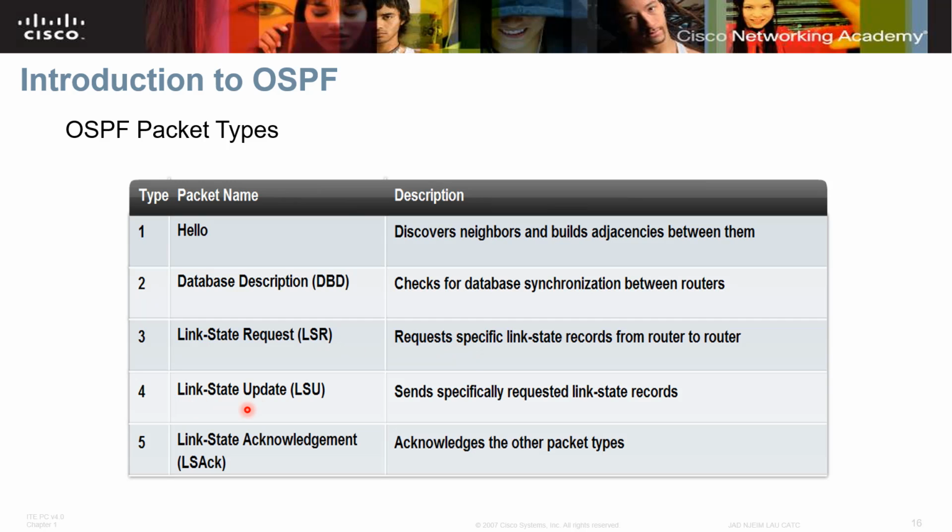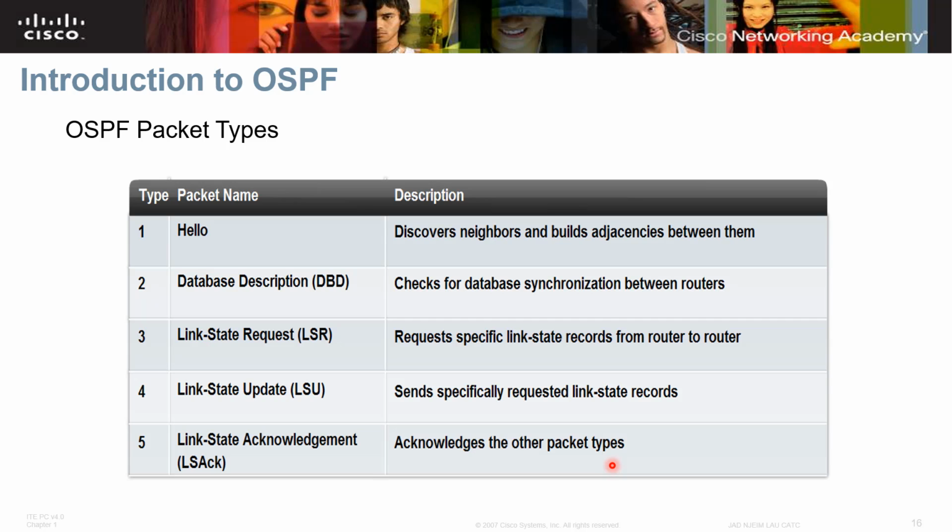Then the link state updates, which are sent to exchange link state records. This is the main packet we use, and we flood this packet to exchange link state information. At the beginning, after hello, we exchange link state update packets to exchange link information and build a database. Then the fifth packet, the link state acknowledgement, is to acknowledge the receipt of a packet.